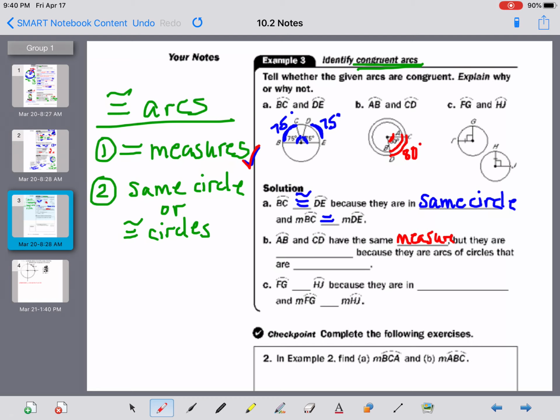And my circles, when I look at them, it's quite obvious they're different sizes. One's smaller and inside the other one. So they are not from the same circle. The arcs of the circles, they are not congruent. That's what we want to put right there, because they are arcs of circles that are not the same size.